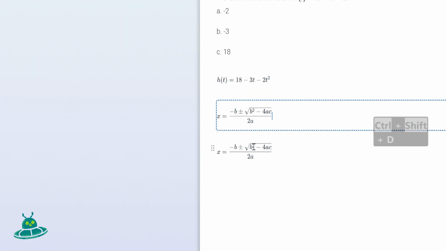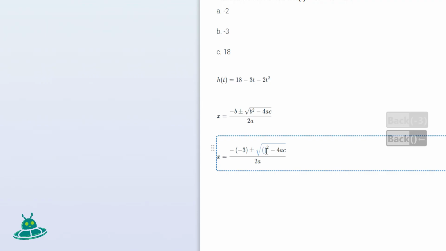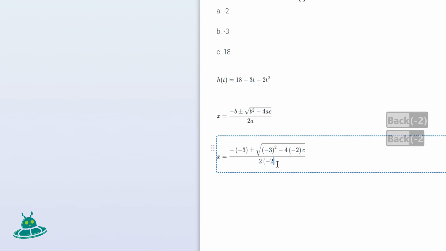And now we're going to plug in these values. So for negative b, or for b, we're going to put in negative 3. Everywhere there's a b, we're going to put in negative 3. And then for a, we're going to put negative 2, and for c, we're putting 18.